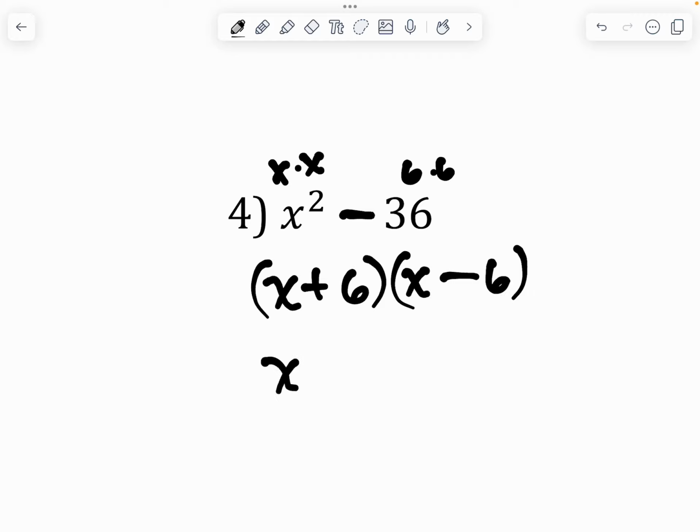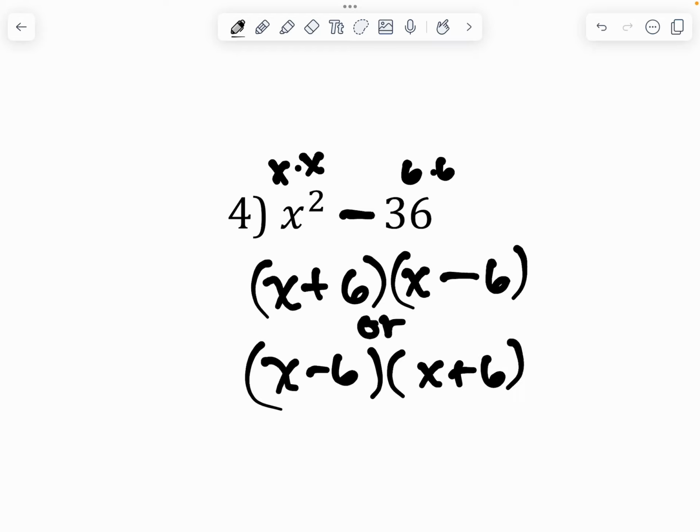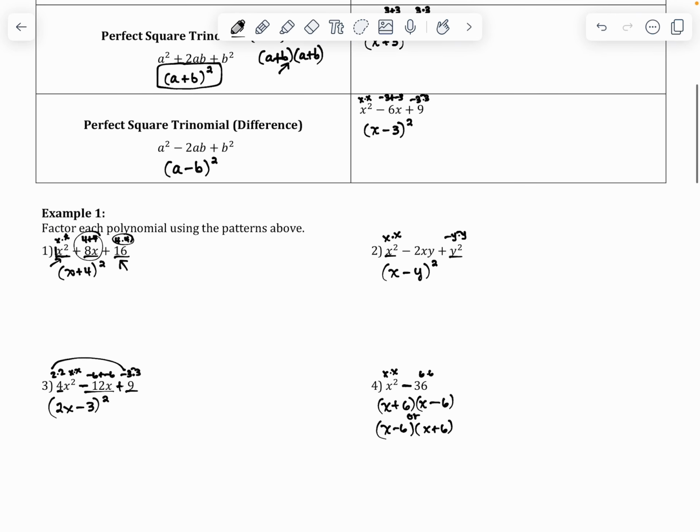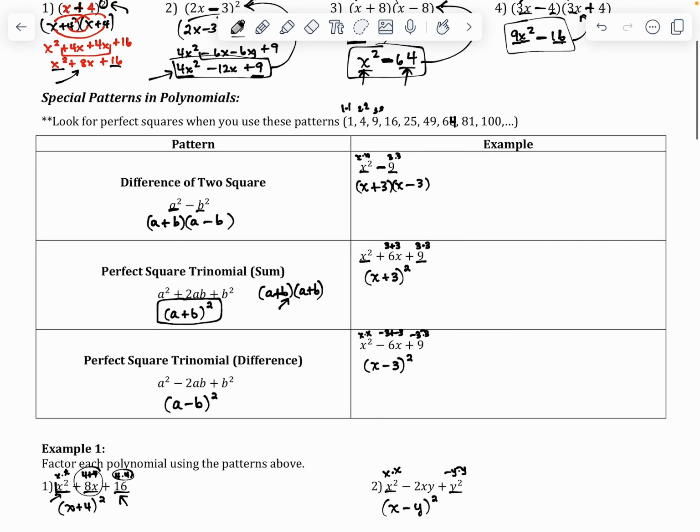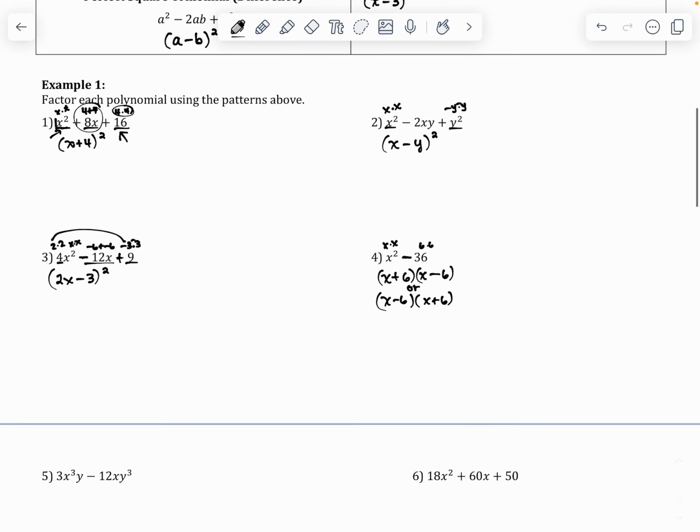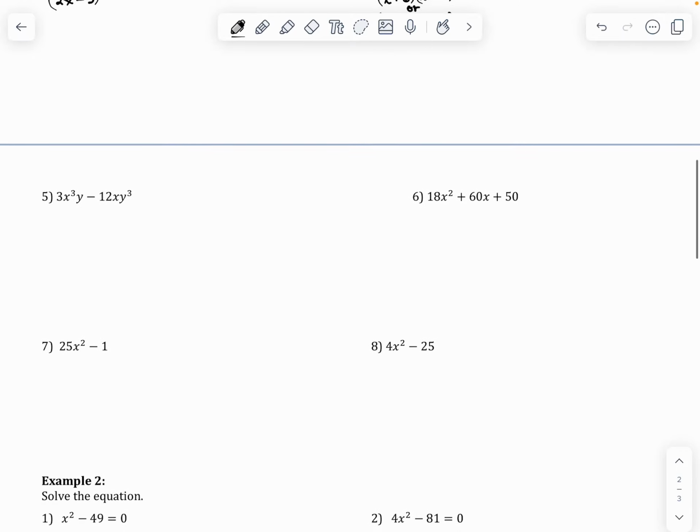It doesn't matter if it's x minus 6 and x plus 6. It could be vice versa. I just always write the plus first. It's just my habit, but you can write it either way. All right, so that is factoring the polynomials using the patterns above, using the difference of 2 squares and the perfect square trinomials.